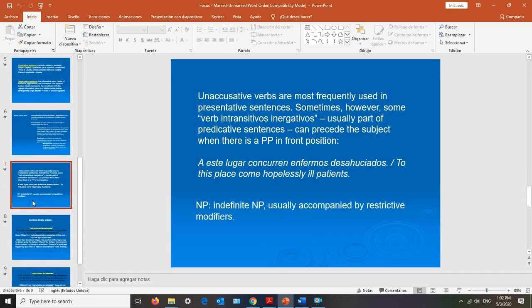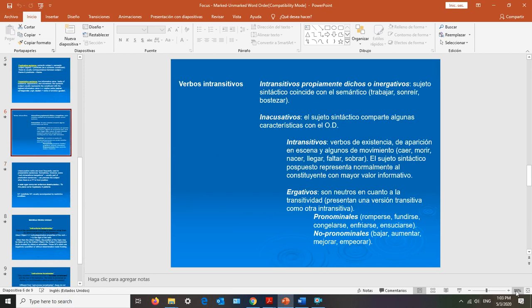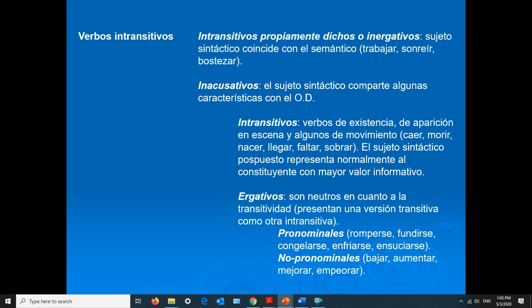Let me see what comes next. Yeah. The reference to what Di Tullio explains in her book. This is page 111 in the original book that I have. In any case, it is a footnote in chapter 6, La estructura de la oración simple, in which she makes reference to the two types of intransitive verbs that exist. The ones that are called propiamente dichos or inergativos, that I talked about before in my previous video classes as unergative in English.